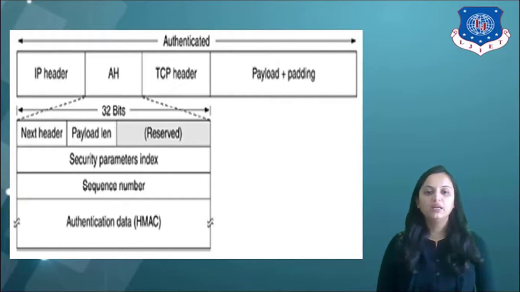The security parameter index is the connection identifier. It is inserted by the sender to indicate a particular record in the receiver's database. The record contains the shared key used on this connection and other information about the connection. If this protocol had been invented by ITU, that is International Telecommunication Union, rather than IETF, the field would have been called virtual circuit number.